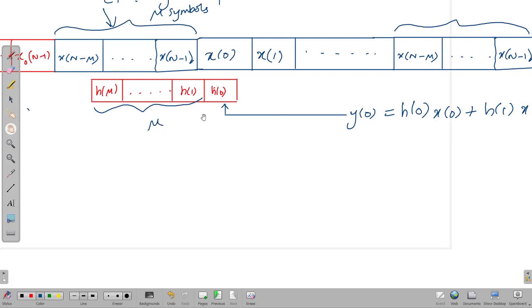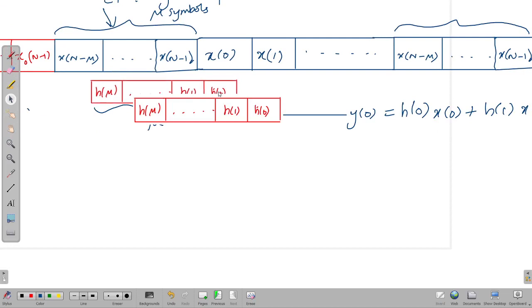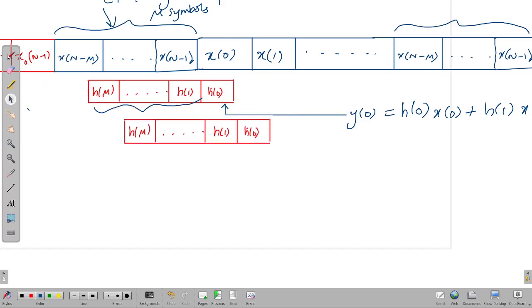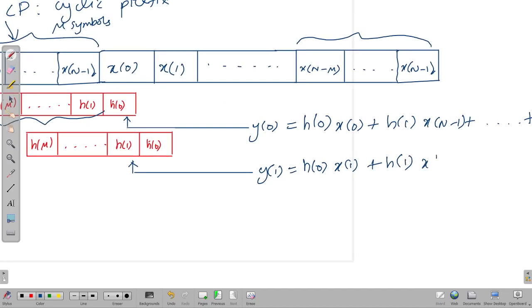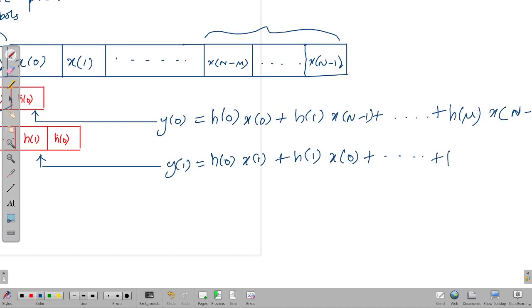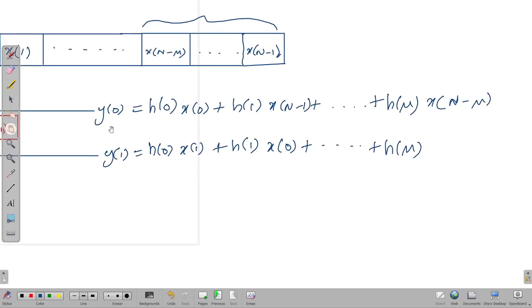And then at the next time instant, your impulse response gets shifted towards right, and here at this point you have y of 1, which is h of 0 getting multiplied with x of 1 plus h of 1 getting multiplied with x of 0 plus etc etc plus h of mu into the symbol just after x of n minus mu, so x of n minus mu plus 1.